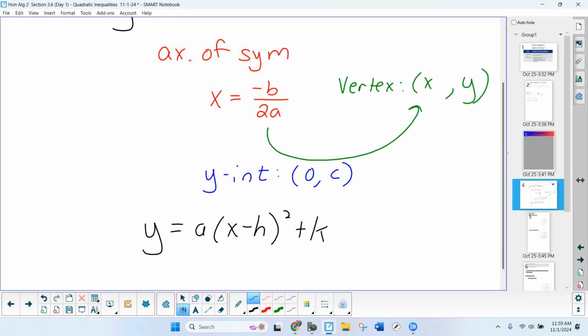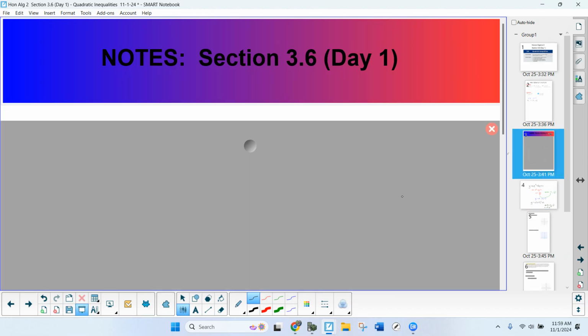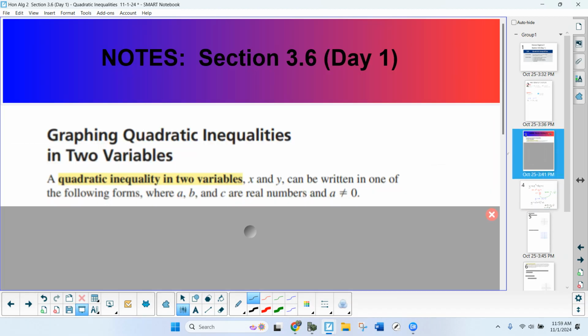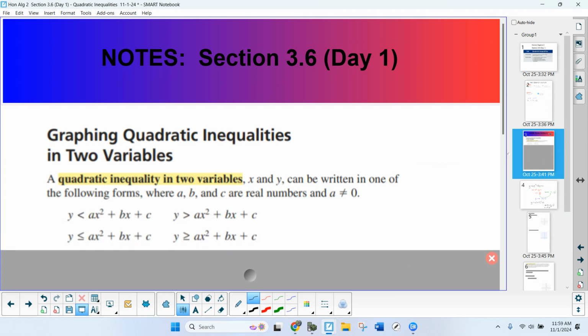Once you get your vertex, so once we know what our vertex is, and you say, okay, my vertex is this point, how do you know what your axis of symmetry is? You would say it's just this number, right? X equals that number. So hopefully you guys remember that a little bit. So we went through here and we're talking about all of this. A quadratic inequality in 2 variables, x and y, can be written in one of the following forms. We are now going to graph an inequality. So now we're not graphing equations. We've already done that. Now we're graphing an inequality.